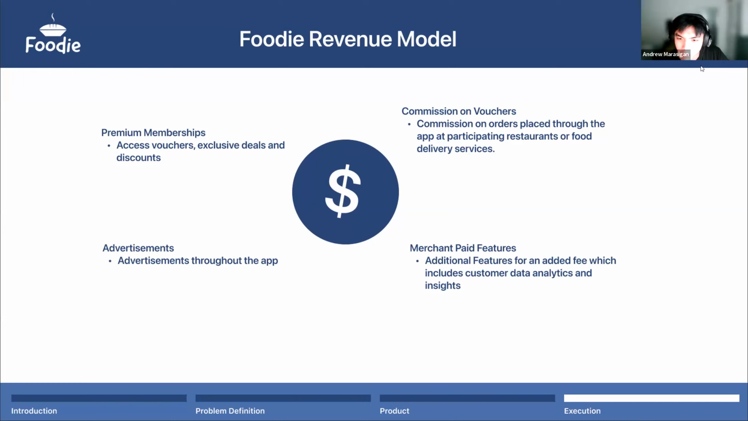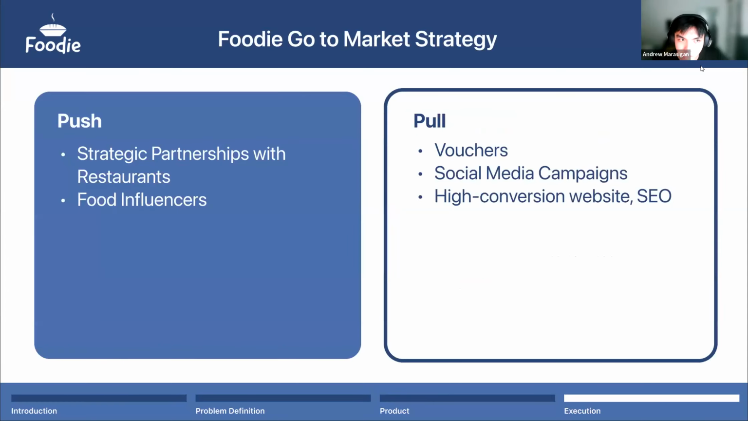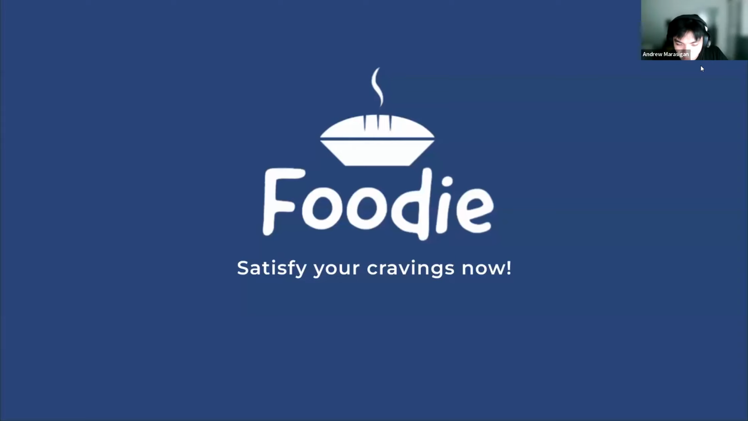which are additional features for an added fee, including customer data analytics and insights for restaurants to be able to improve their menu, improve their marketing strategies, and more. For our go-to-market strategy for Foodie, we would utilize a push and pull strategy. For the push strategy, it would be strategic partnerships with restaurants and collaborating with food influencers to create awareness of the app. For our pull strategy, we would cater to vouchers, which also includes social media campaigns, and a high conversion website with social and SEO marketing. So that would be my presentation. This has been Foodie. I'm Andrew. Thank you for listening, and I'm willing to answer your questions. Thank you.